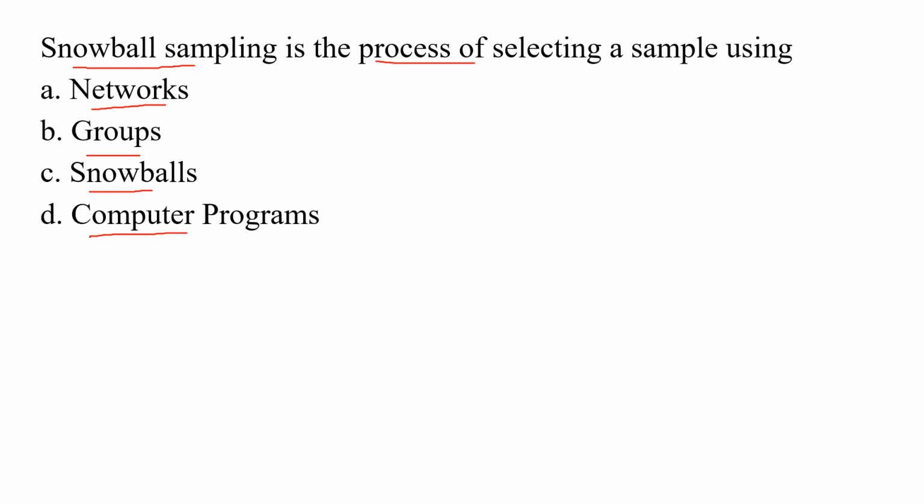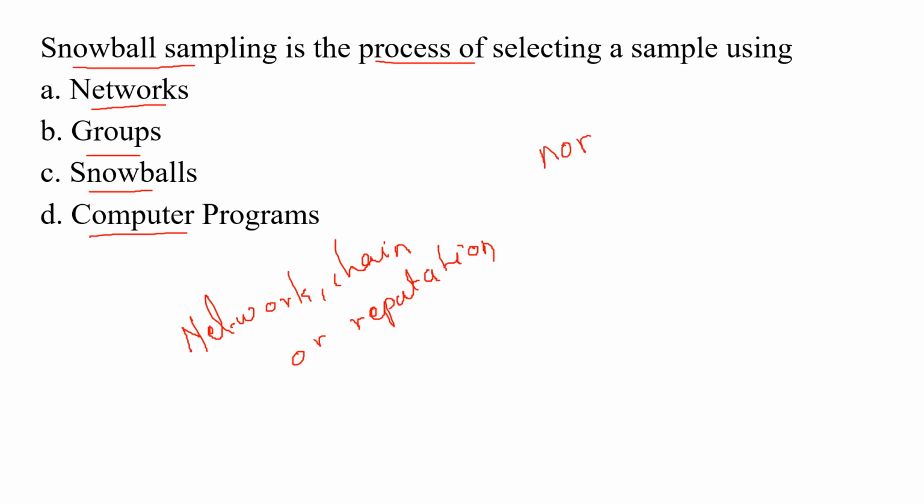Snowball sampling is known as a network, chain or reputation sampling method. Snowball sampling, which is a non-probability sampling method, is basically sociometric. Please remember, it is a non-probability sampling method.